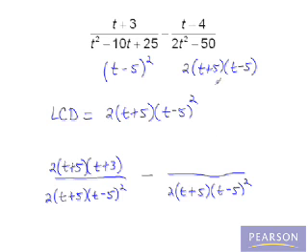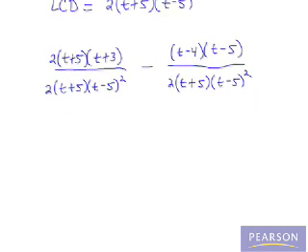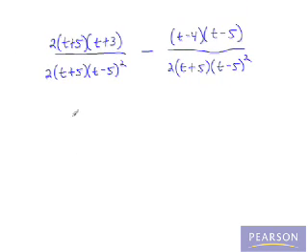Same thing with the right fraction. We'll compare the two denominators, and we're missing the second factor of t − 5, so we need to multiply the numerator, t − 4, by t − 5. So now we'll multiply our numerators together.